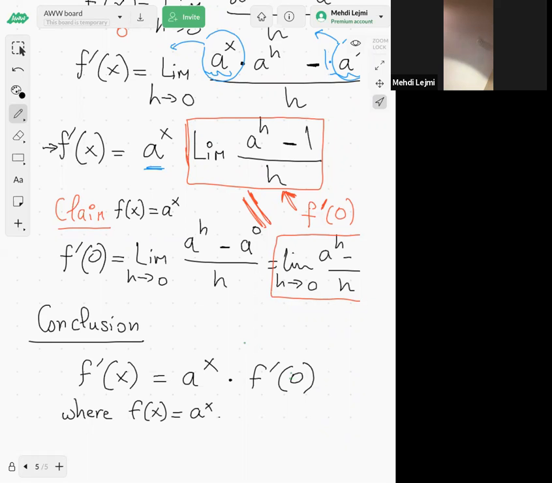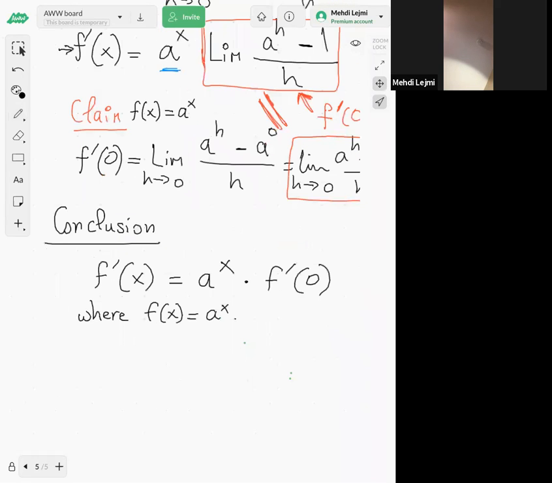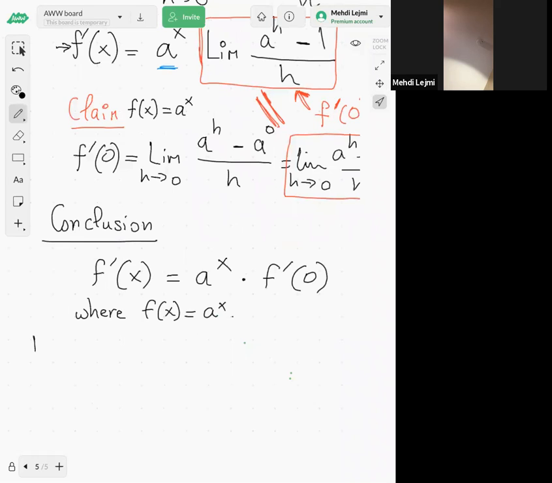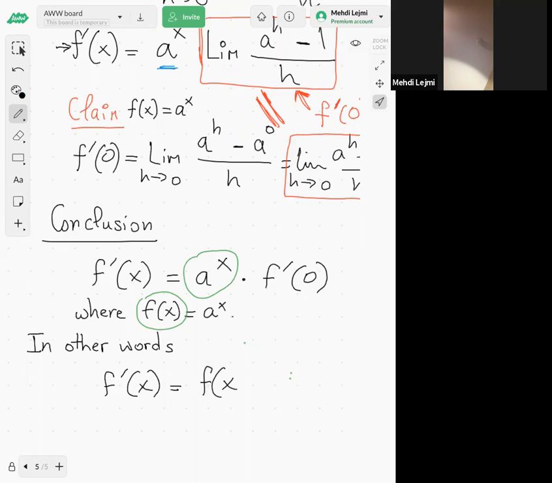And so in other words, f prime of x is actually f of x. So this a to the x is exactly my f of x, my exponential function. So f prime of x is equal to f of x times f prime of 0.